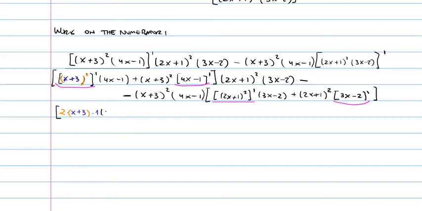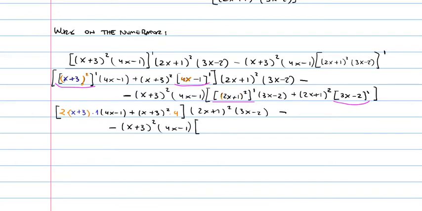So we have this multiplied by 4x minus 1, plus (x+3)^2 times the derivative of 4x minus 1. We have 4 times x, so this derivative is just 4. And we have the other two terms, minus these two terms that are multiplying here.